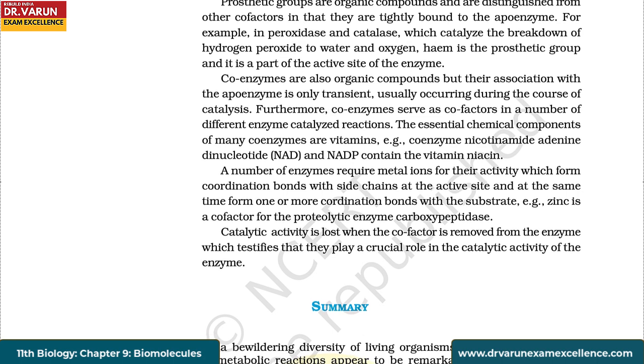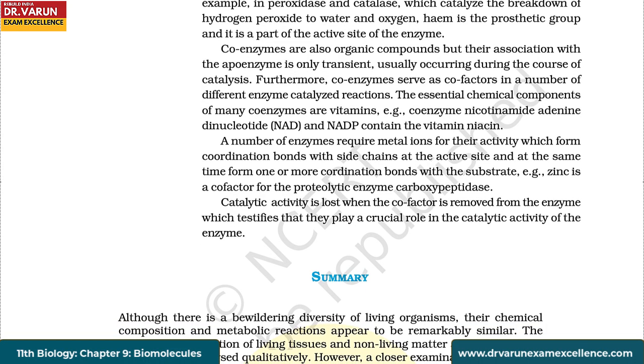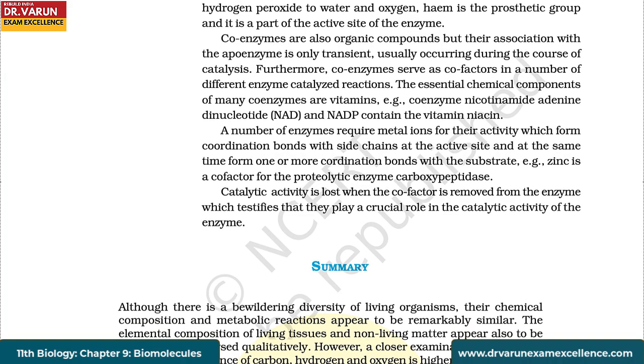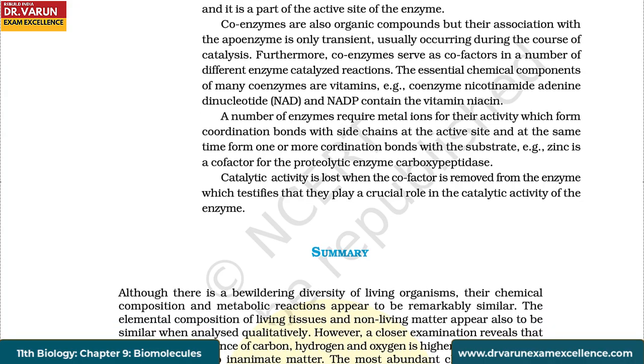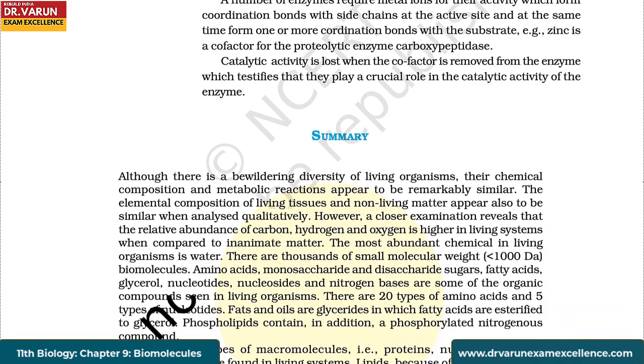A number of enzymes require metal ions for their activity, which form coordination bonds with side chains at the active site and at the same time form one or more coordination bonds with the substrate. Example, zinc is a cofactor for the proteolytic enzyme carboxypeptidase. Catalytic activity is lost when the cofactor is removed from the enzyme, which testifies that they play a crucial role in the catalytic activity of the enzyme.